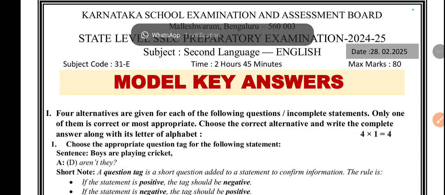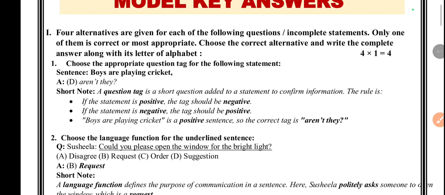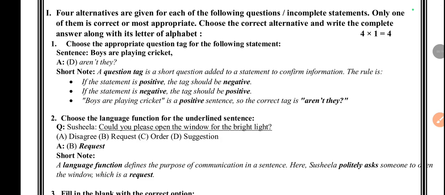Very good morning. Today we are going to discuss the Karnataka School Examination and Assessment Board prepared state level SSLC preparatory examination 2025 second language English question paper model key answers. So let's start. Question number one.